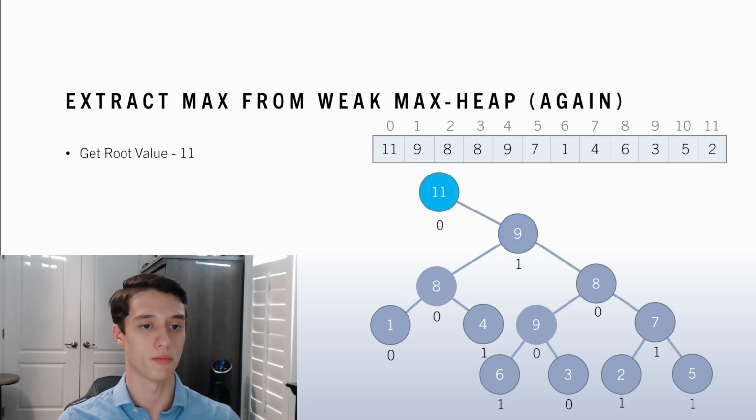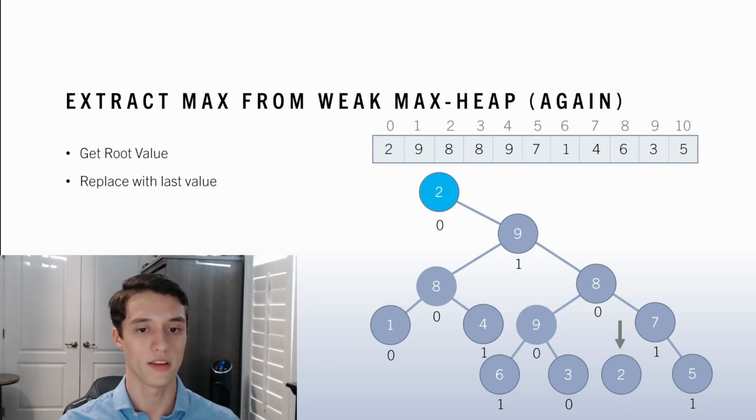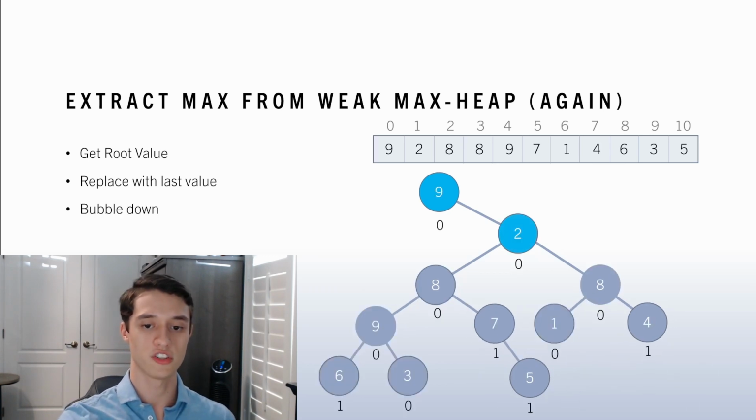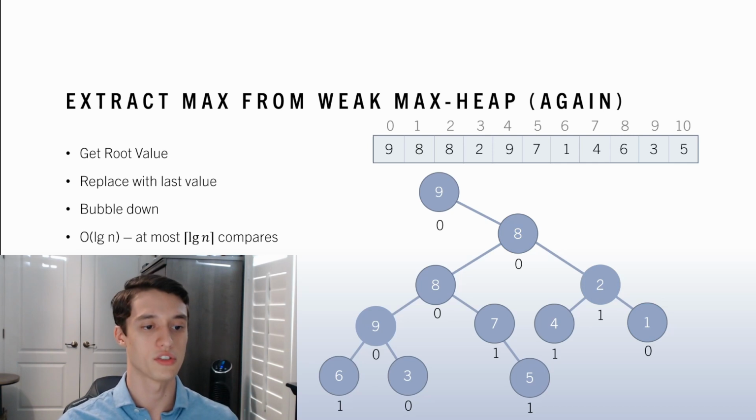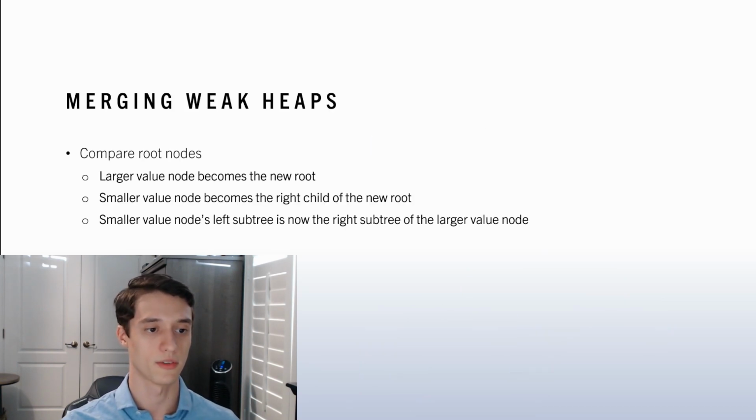But let's do another example. Get the root value 11, we're going to swap with the 2 at the bottom, right? And now we want to bubble down. So the 9 and 2 are going to swap, and that's going to change the reverse bit, which swaps the subtrees of that node. We're going to bubble down again, swapping the subtrees, and that's all. So this will also have at most ceiling of log n compares.